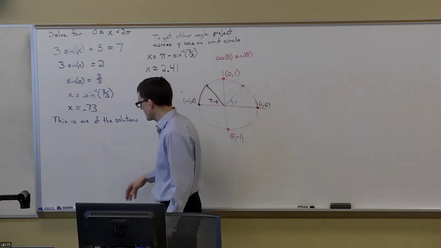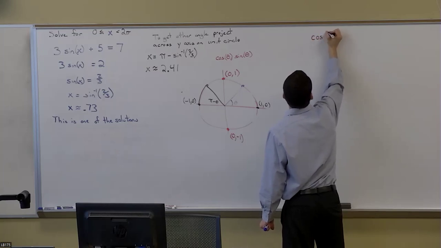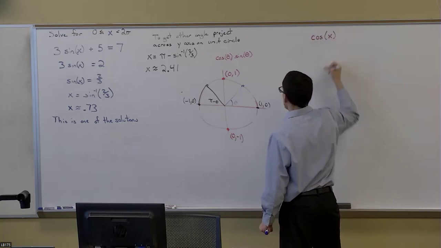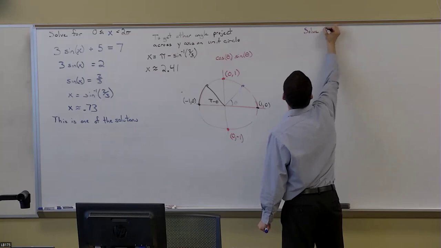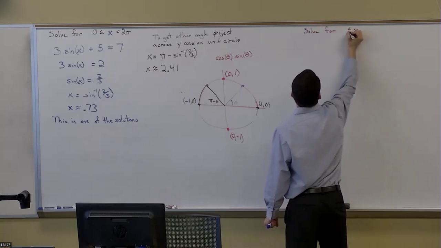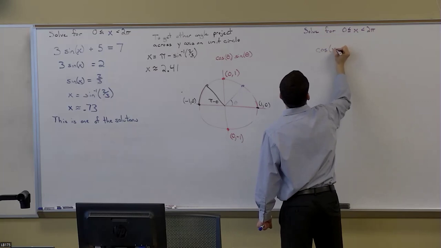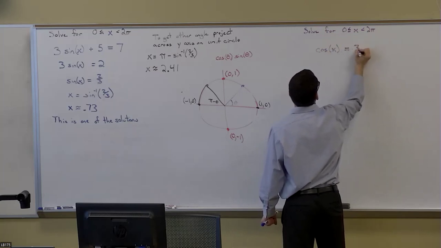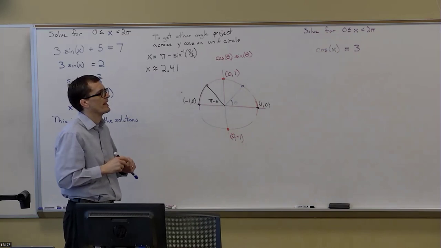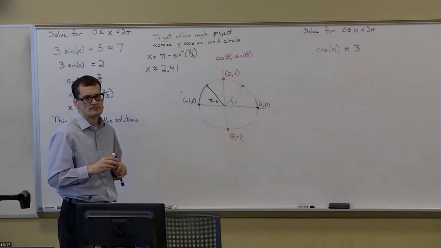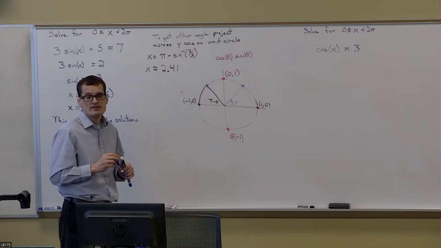Now, let me do a very quick problem. Let's say I have cosine of x. I'm going to solve for x between 0 and 2 pi. And we have cosine of x is equal to 3. Would you try solving that?